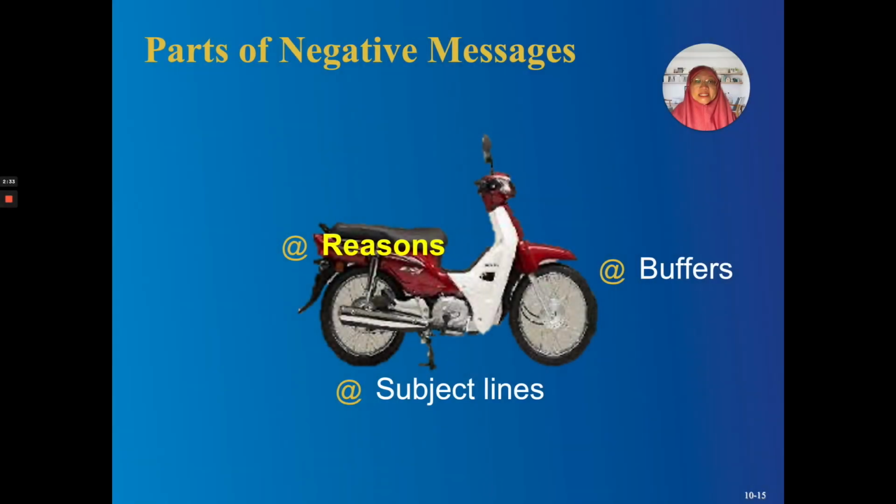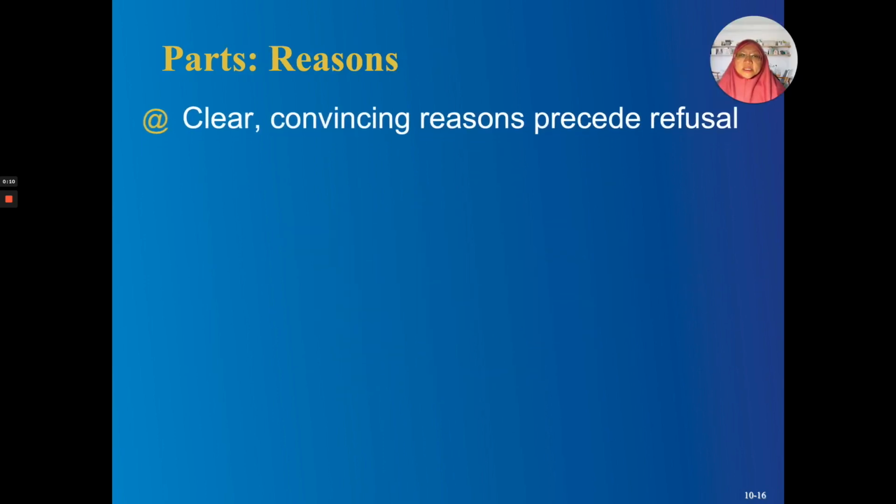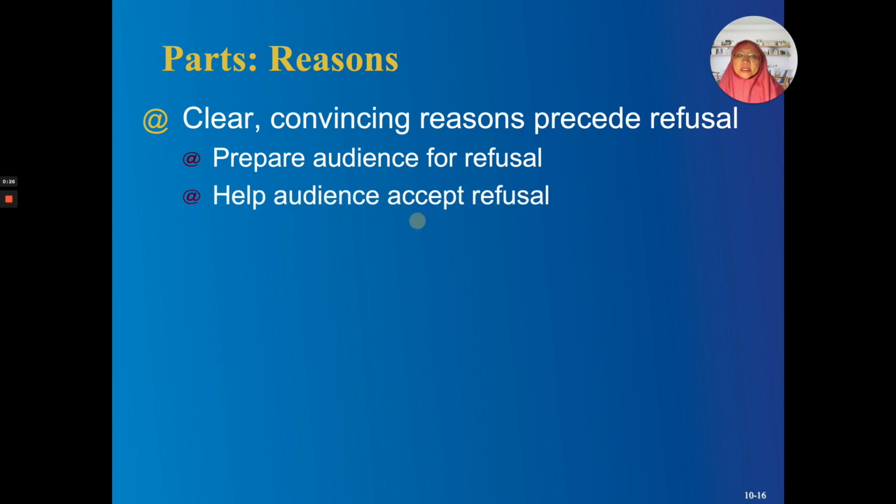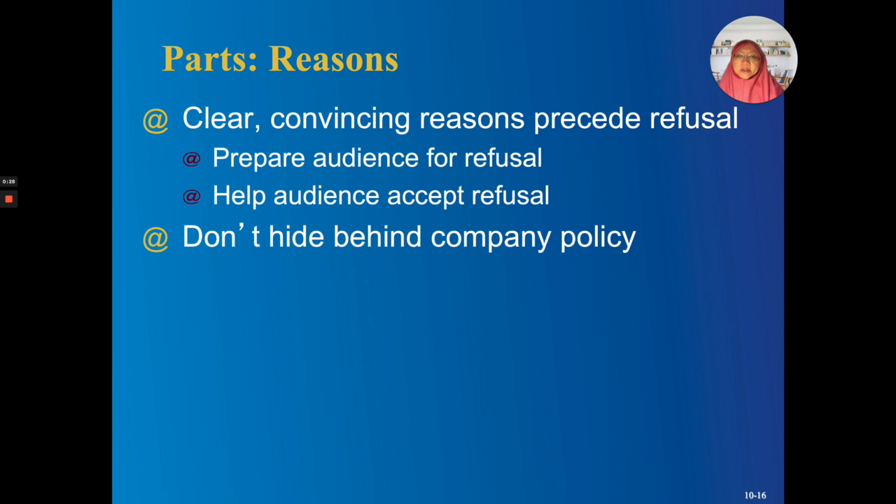Next, we will be discussing the third part of a negative message, reasons. Reasons must be made clearly so that it is convincing before a refusal is spelled out. It is to prepare the audience for the refusal, that is the negativity, and help the audience to accept the refusal, the negative message. Never hide behind a company policy or any policy for that matter.